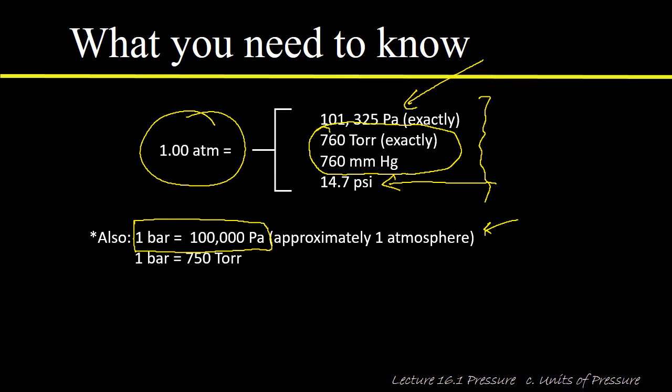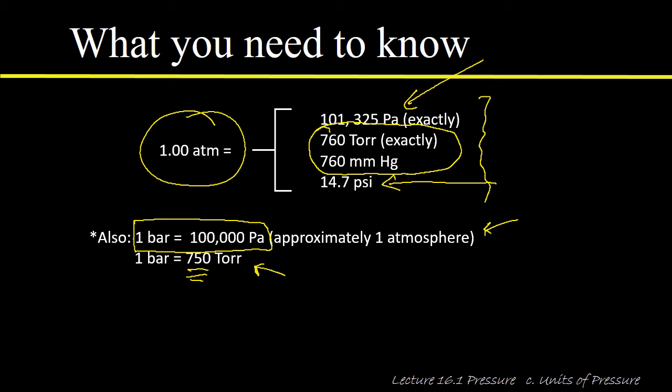If you need to actually do a calculation, a good relationship that's good to 3 significant figures, and I just think it's an easy number to remember, 750 is an easy number to remember: 1 bar is 750 torr. So that's a good thing to commit to memory.